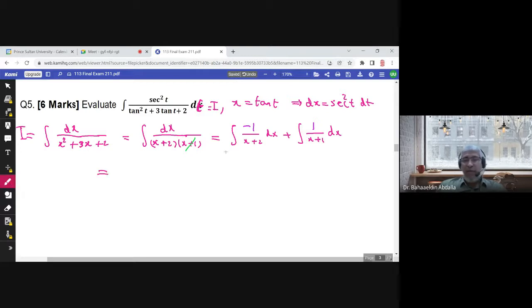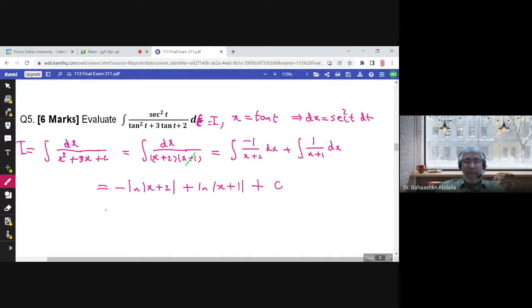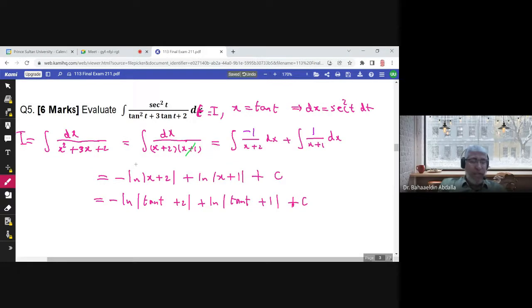And now the integral is easy. It is negative the integral of 1 over x plus 2, which is ln absolute value of x plus 2, plus the integral of 1 over x plus 1, which is ln absolute value of x plus 1, plus c. That's the answer. You can write this as ln of x plus 1 over x plus 2, but this would be okay. But what is x? x is tan t, so just write it as negative ln of tan t plus 2 plus ln of tan t plus 1. So now we have the integral in terms of t.